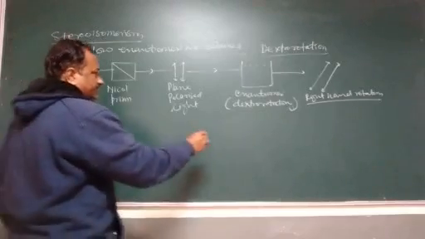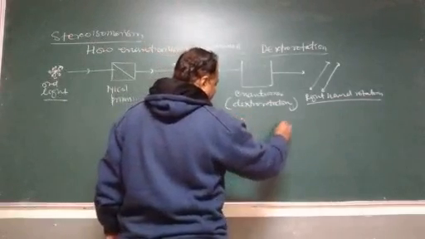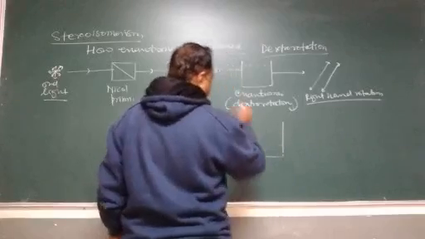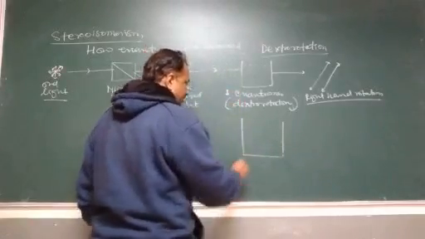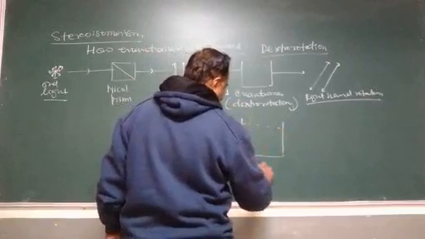Now, in the other case, if we have the other isomer, let it be the first enantiomer, here we have the second enantiomer.